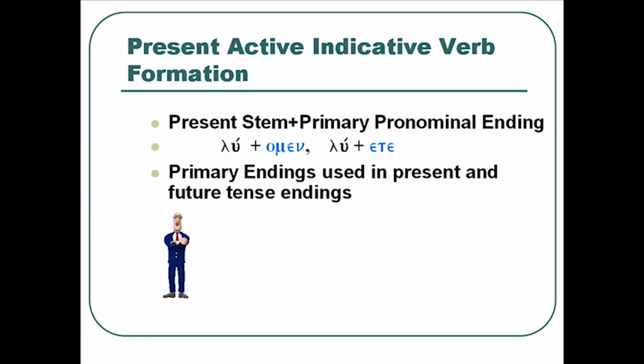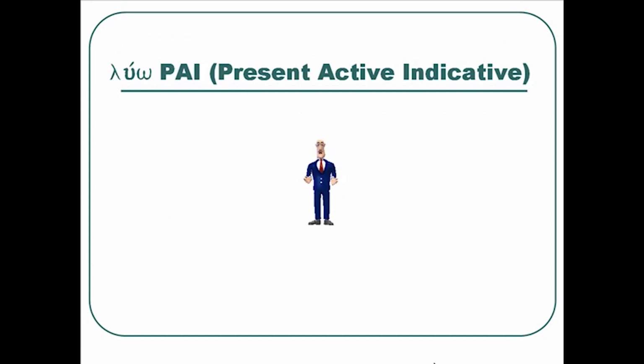These primary endings will be the same for the present tense as also in the future tense forms. And so it's kind of nice. You learn them once, you got them for both. Here is the paradigm for the present active indicative of luo. This is the paradigm that we've been working up to for this whole chapter.